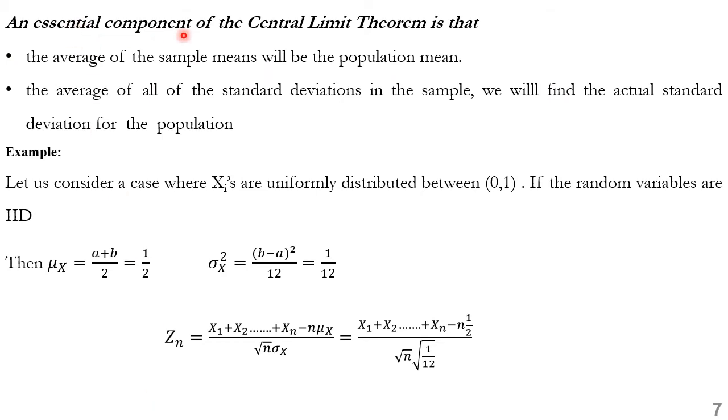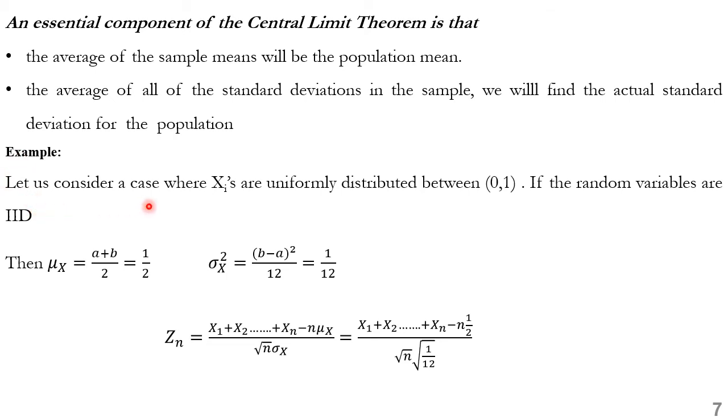The essential component of the central limit theorem is that the average of the sample means will be the population mean. The average of all of the standard deviations in the sample, we will find the actual standard deviation for the population.